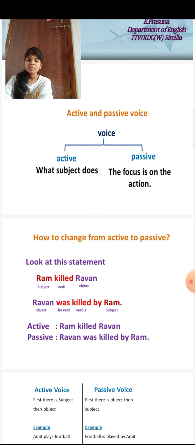For example, in active voice what we discussed, the mason is building the wall. When we transform the sentence from active voice into passive voice, we have to say, the wall is being built by the mason. Nothing but active voice will become passive voice, and passive voice will become active voice. That means the subject will become object and the object will become subject.